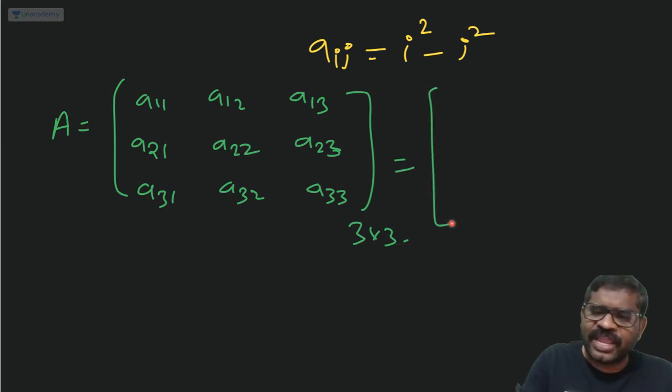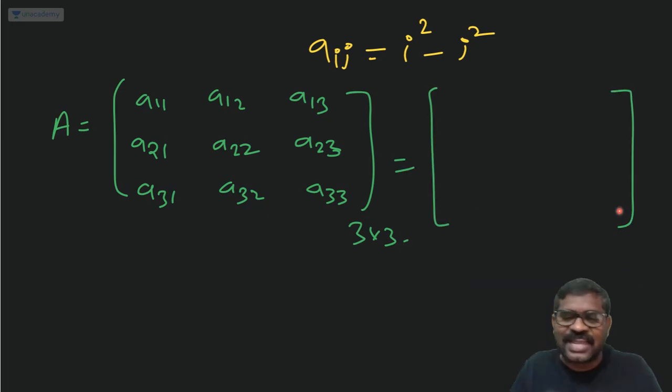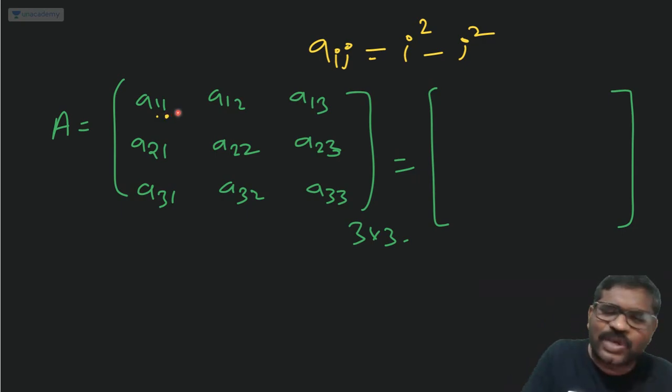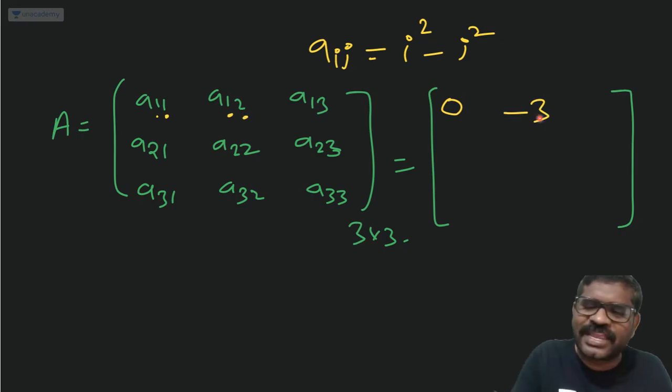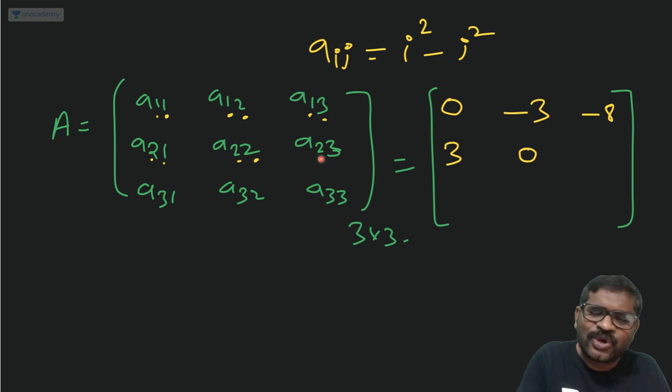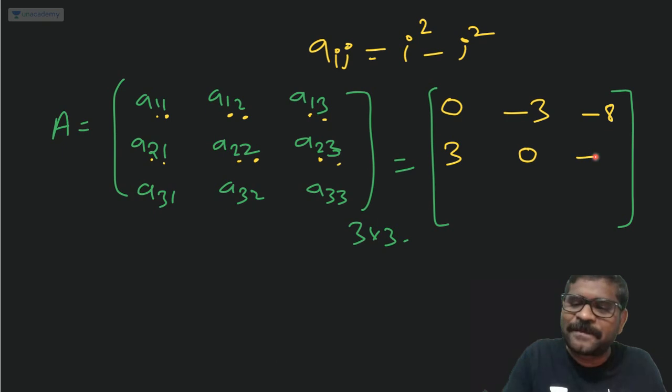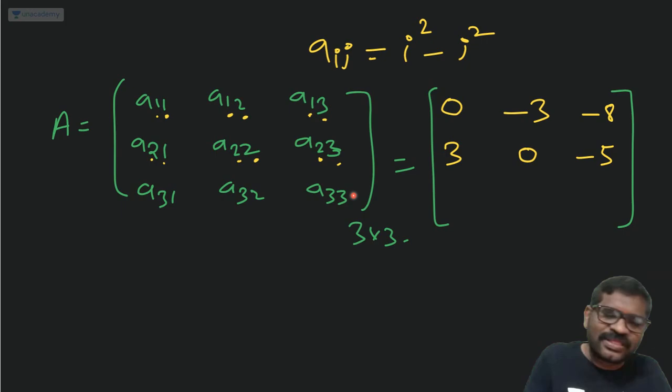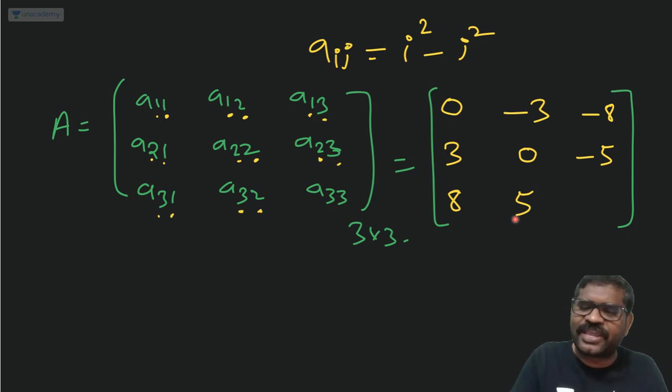Now, every element of the matrix satisfies the condition i square minus j square. So, 1 square minus 1 square, 0. 1 square minus 2 square, minus 3. 1 square minus 3 square, minus 8. 2 square minus 1 square, 3. 2 square minus 2 square, 0. 2 square minus 3 square, minus 5. 3 square minus 1 square, 8. 3 square minus 2 square, 5. 3 square minus 3 square, 0.